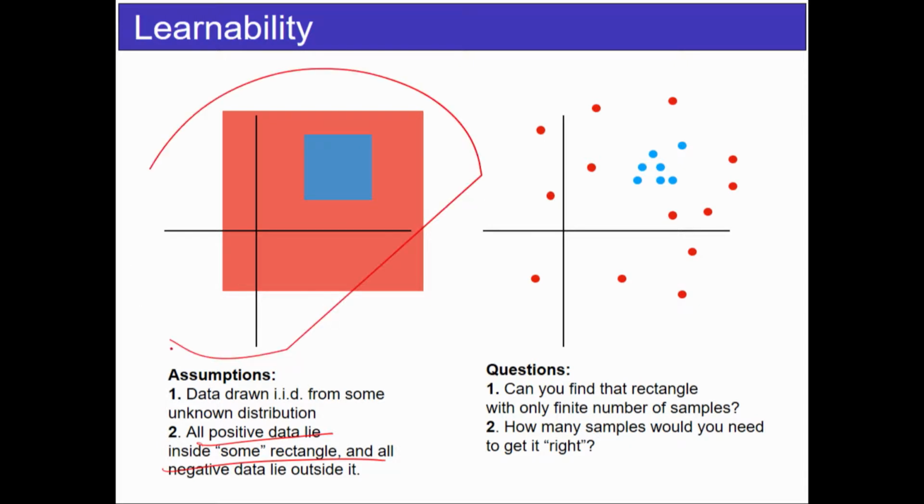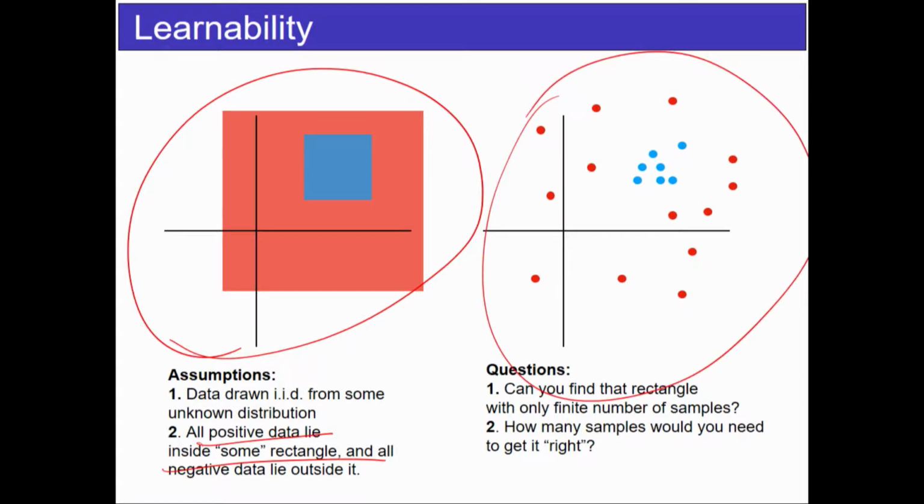Obviously, you never know this. This is how the world sees the thing. In the universe, or if you believe in a higher power, that's how it would see the world. But you don't see this. What you do see is this. You see red samples and blue samples. Can you go from here to here? That's the question. Can you find that rectangle with only a finite number of samples? That is the question.